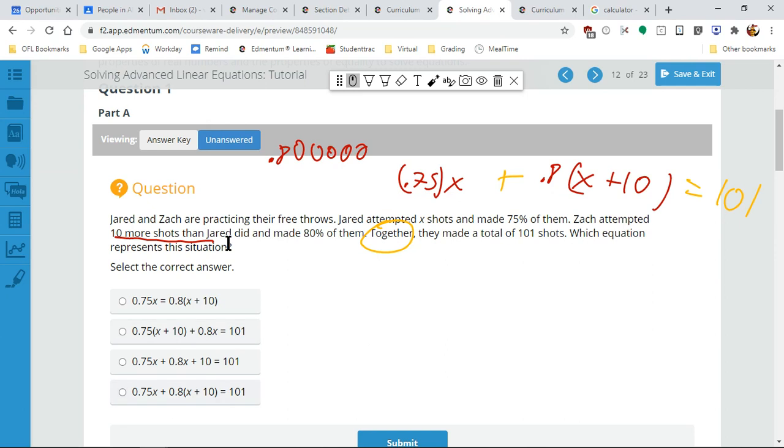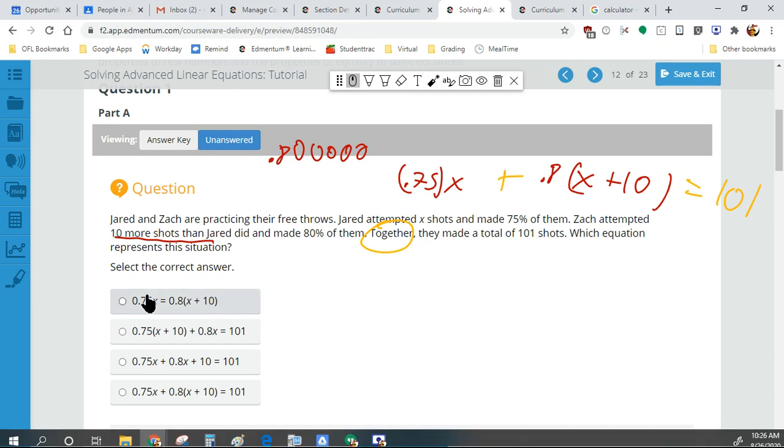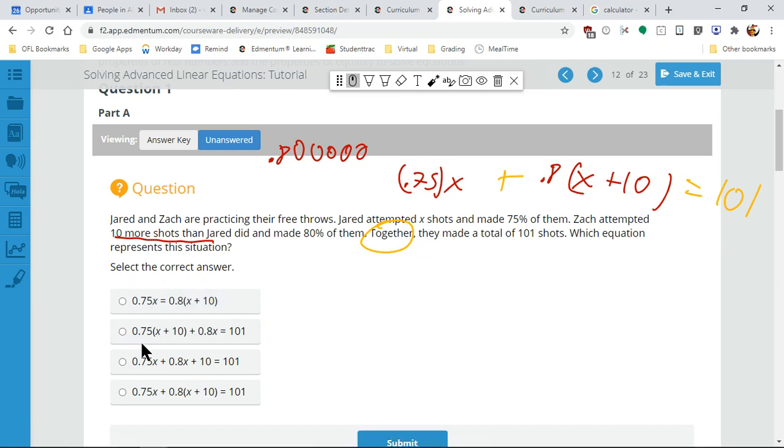But from here, we're doing the multiplication. This one doesn't even have the 101, so we know this one can't be it. This one, I don't know why we're multiplying by the shots. We're multiplying Jared's accuracy with Zach's shots. That's kind of weird to me, so we know this one's wrong.